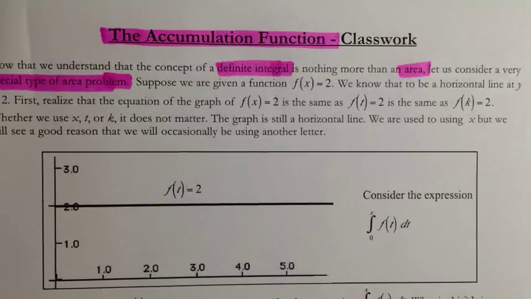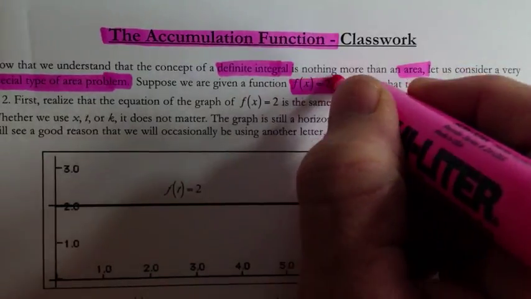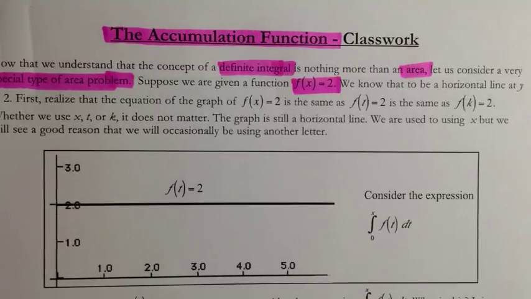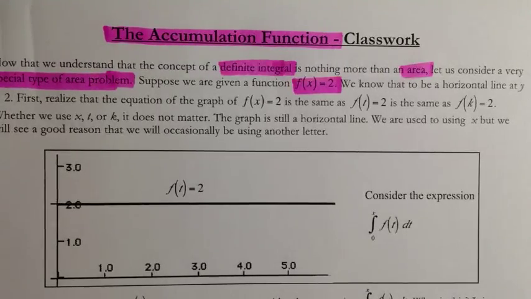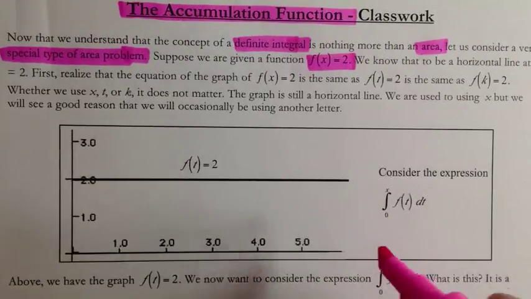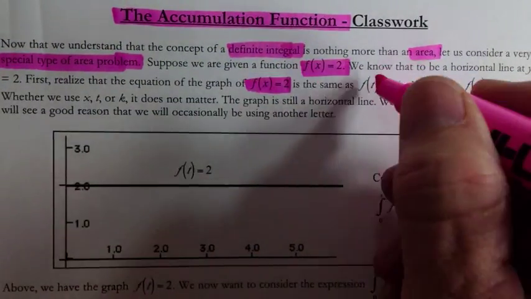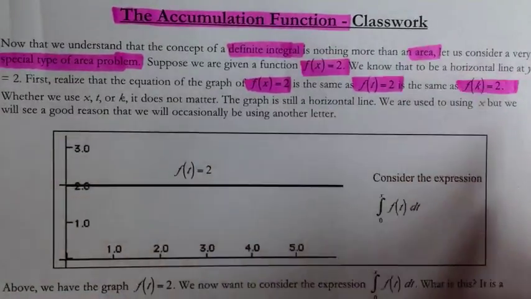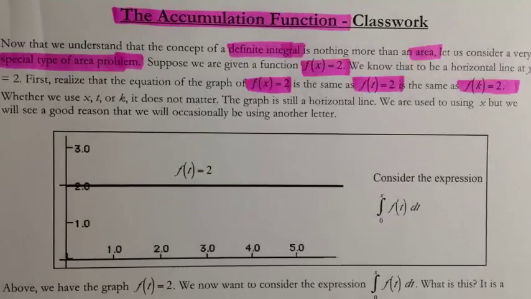problem, and we're going to start with a function f of x equals 2, and we know that to be the horizontal line at y equals 2, and we also can graph that function here. We can see that f of x equals 2 is the same as f of t equals 2, which is the same as f of k equals 2. So it really doesn't matter what variable we use.